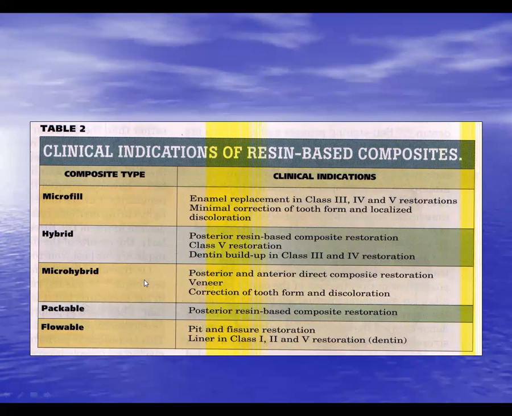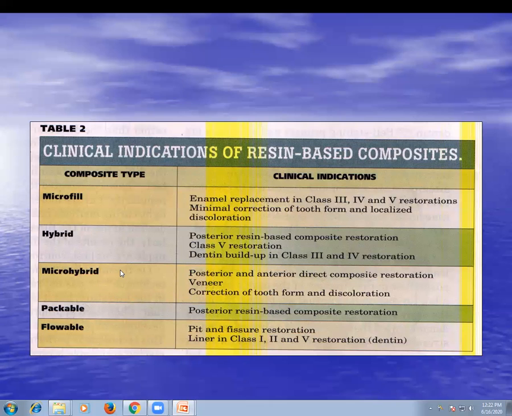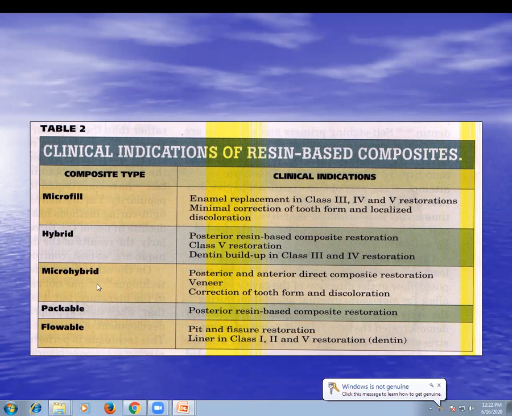Then come the microhybrids. Microhybrids are generally used in posterior and anterior direct composite restoration, correction of tooth form and discoloration. So here in microhybrids, the filler particles are so small. So the advantage of this composite is its better finishability. Right. So we can finish it very nicely. There may be very less surface roughness, so there will be less discoloration. Then packable composite, it is again used for this posterior resin based composite.